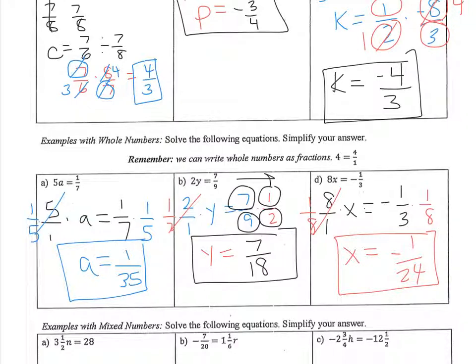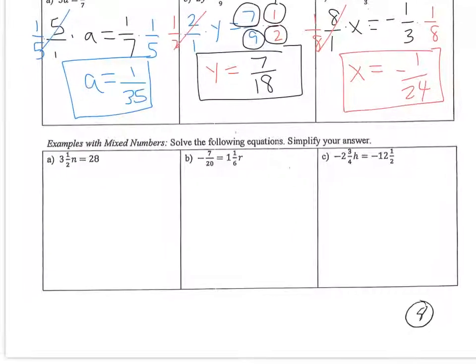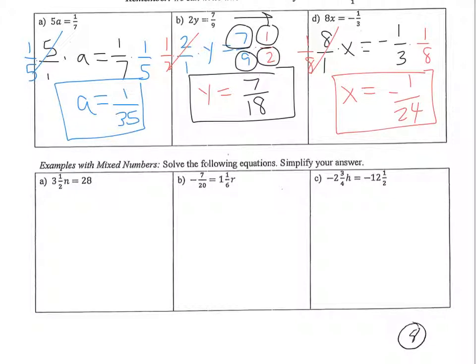And then down here, this is the same thing except you just change your mixed numbers to an improper fraction. So this is going to be 7 over 2n equals 28. So multiply both sides by 2 over 7.